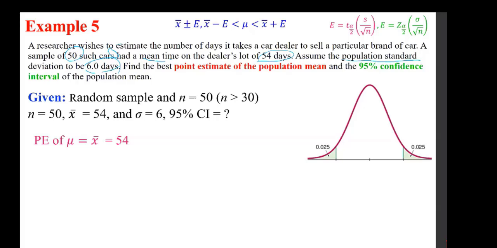Okay, we know in general when we deal with the mean, to find the confidence interval, we use the formula x bar plus minus e, no problem.